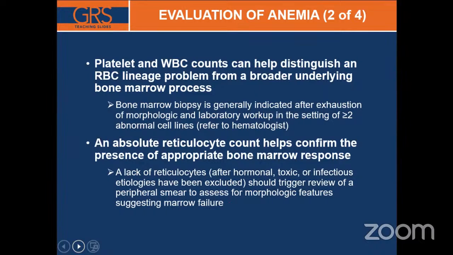When to consider bone marrow biopsy? Generally indicated if morphologic and laboratory evaluation are inconclusive, and there are abnormalities in two or more cell lines like RBCs, platelets, and white blood cells. And when bone marrow biopsy is considered, it is advisable to refer to a hematologist for comprehensive evaluation.